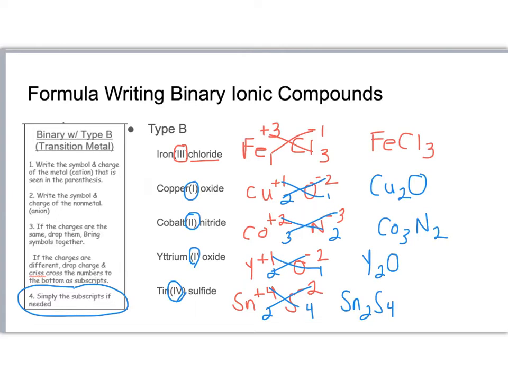Remember the caveat about doing the crisscross method? We want to make sure that the ratio is in its simplest form. If it is not, we do need to rewrite it in its simplest form. When I crisscrossed the 2 and 4 down, I got a 2 to 4 ratio. I can simplify that, and this becomes SnS2. That is the correct answer.